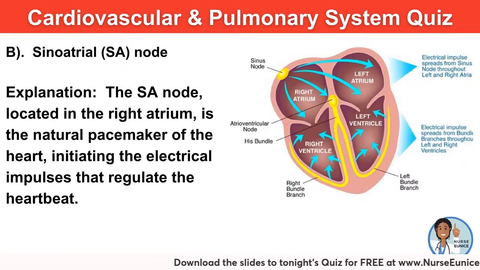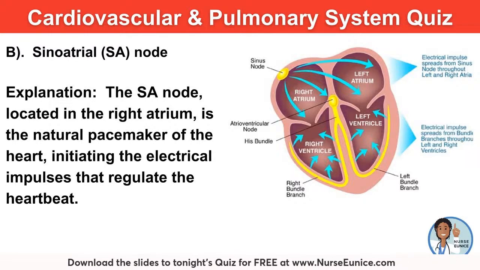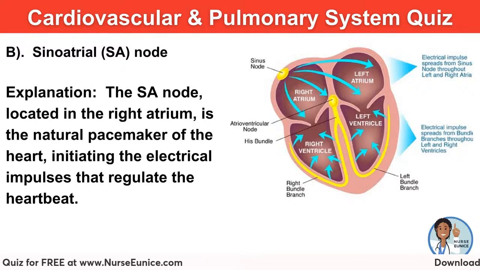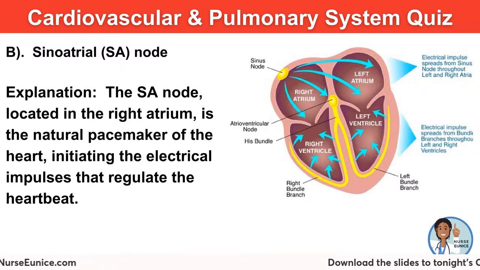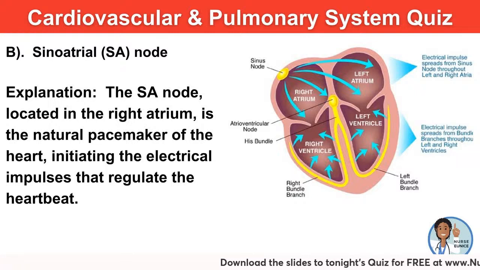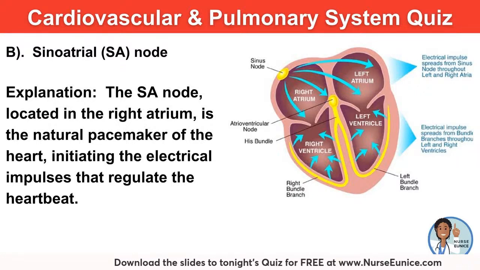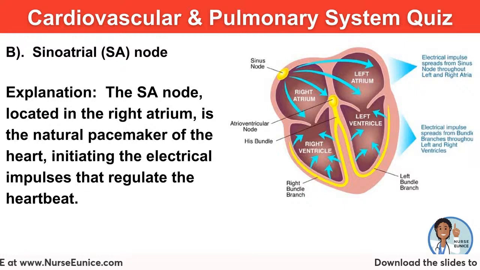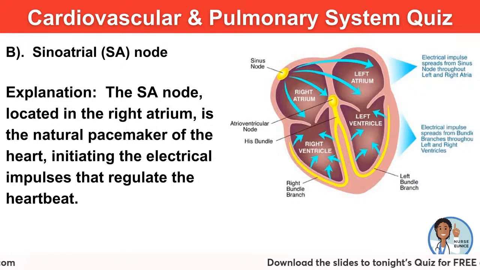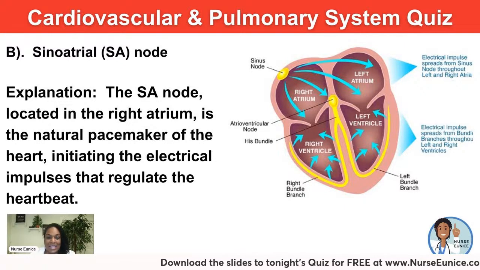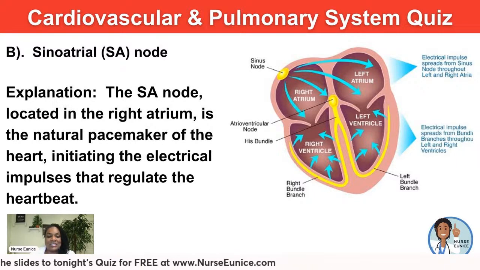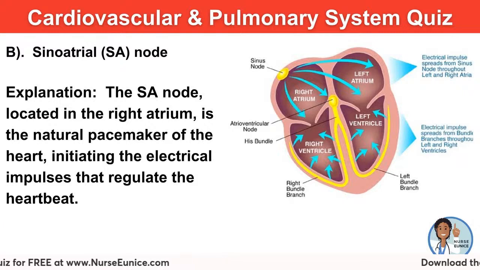team. So yes, for this one, it is B. It is the sinoatrial node. Make sure I have that one right. So not the AV node, it's the sinoatrial node. The SA node, when you look at the image in the right atrium, you see the little circle there? I call the SA node the party starter. And so that's like the natural pacemaker of the heart. So if there is a problem with the SA node, that's when we start getting those abnormal rhythms like atrial fibrillation. So the SA node is the natural pacemaker. It initiates the electrical impulses that regulate the heartbeat.